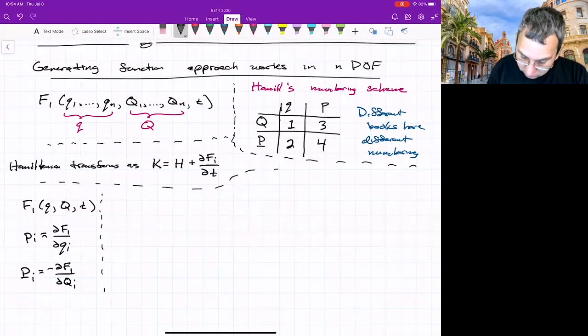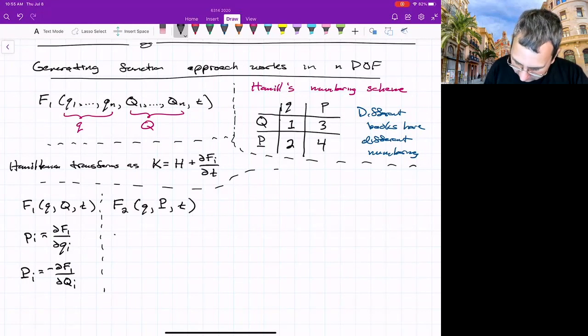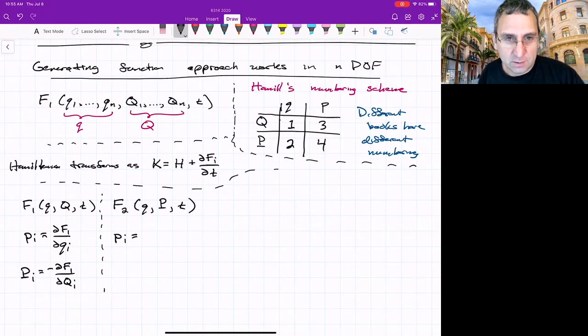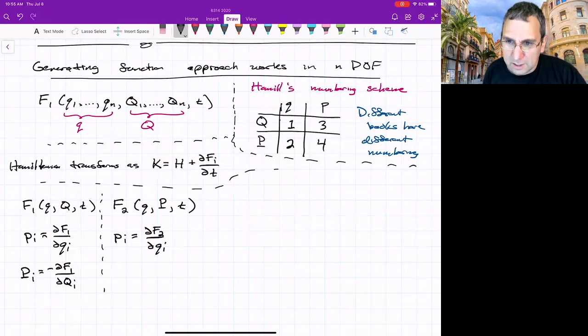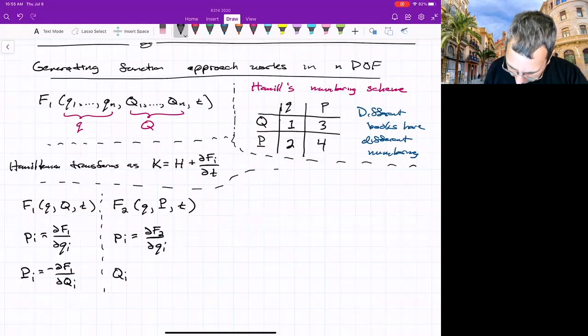And then there are the other 3 types. What was this one? A function of little q and big P. The things that aren't shown, this always just does it in pairs, and then you have partial derivatives that define the other 2. So this would be p_i is partial f2 partial q_i, and big Q_i is partial f2 partial big P_i.